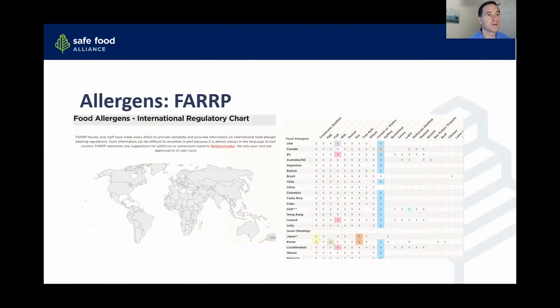And then FARRP, right? So they're recognized as an authority in terms of allergens, and they have this great resource on their website to help you find requirements related to different allergens in different countries. So they've got this interactive map that you can click on, and then below it, they've got this chart that I'm only showing you a portion of here. They've got a lot of different countries in there, and they're indicating what the recognized allergens are in those countries that you need to be concerned with, like our big 8 in the US, right? Other countries have different allergens that are identified as of the most concern.